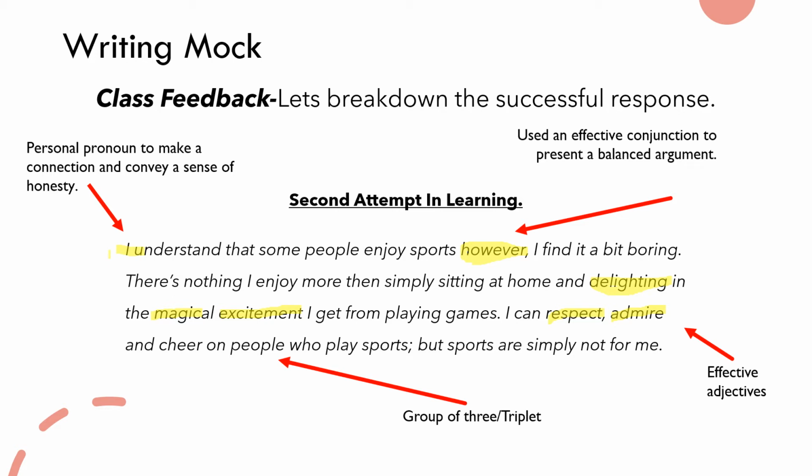So "I can respect, admire and cheer on people who play sports, but sports are simply not for me." So when we have a group of three, you've got words like respect, admire and cheer on. So the group of three, also known as a triplet, has been used there to effectively convey that this person actually has a lot of admiration for people who go through sports and things like that, and that he holds no ill will. Again, if you call people idiots, generally that's a very negative, quite an emotive word there that's just going to put them off, and you're not going to be able to convey your message effectively.